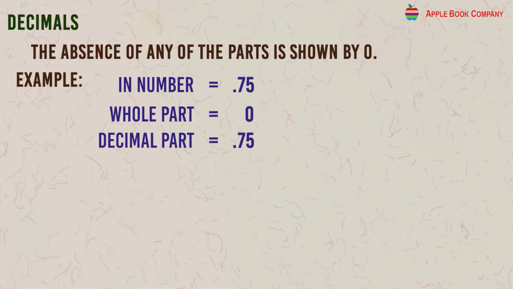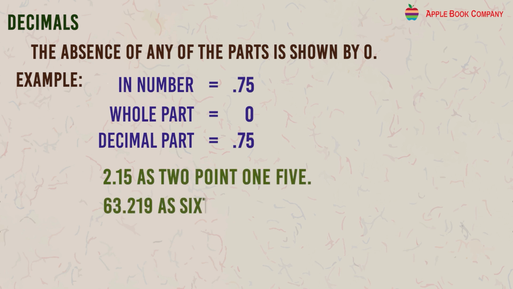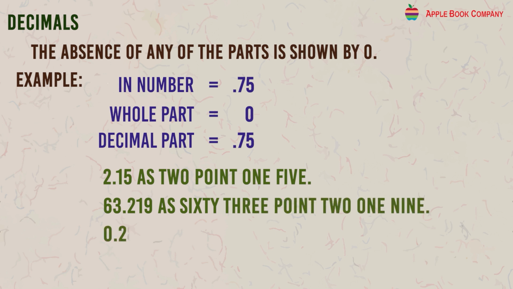Also, we read a decimal number 2.15 as 2.15, 63.219 as 63.219, 0.28 as 0.28.